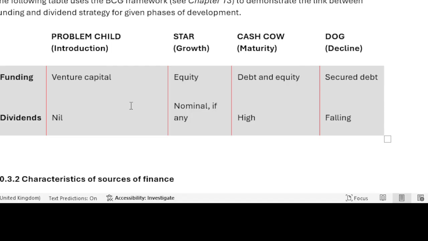So with a problem child, when we are at the induction or introduction stage, we're looking for funding. What things can we consider? It means we can have venture capital, but are there going to be any dividends because you're at the start? Of course not. We're just starting. But if we have a star, it means funding can come through equity, which would be difficult if it were a problem child.